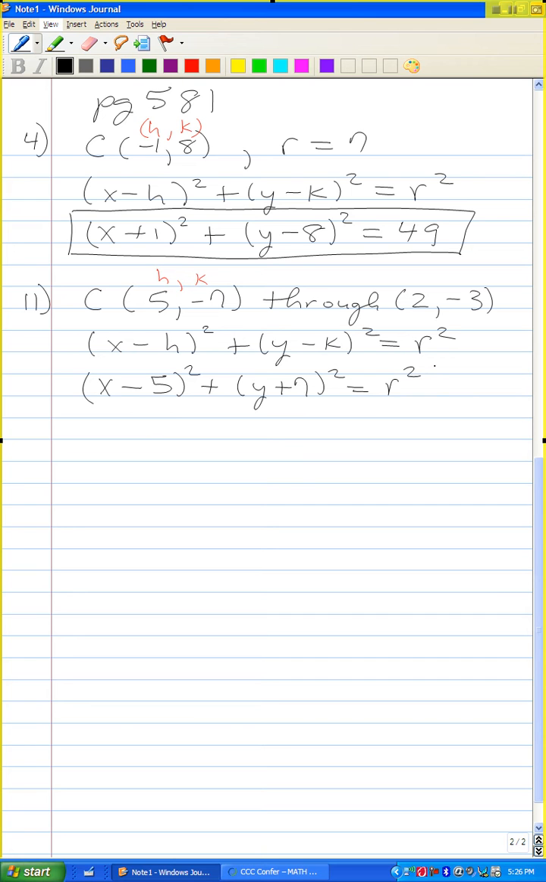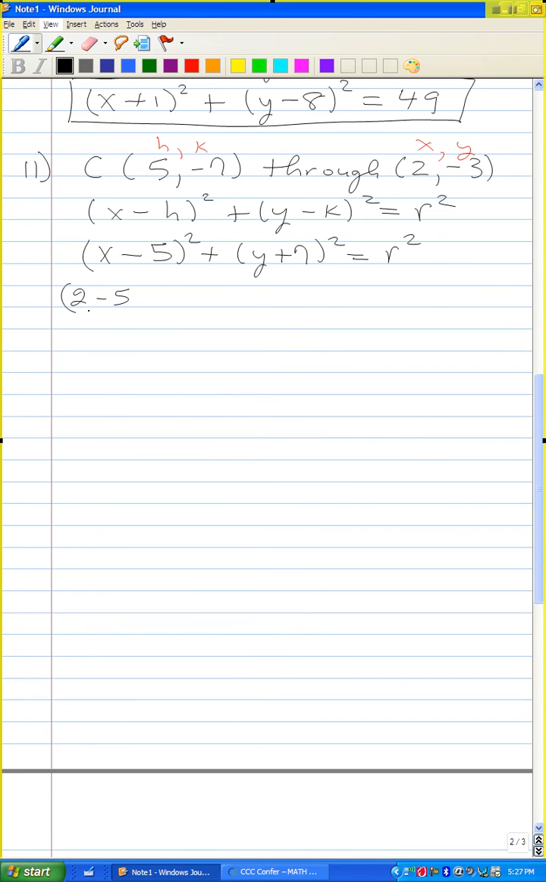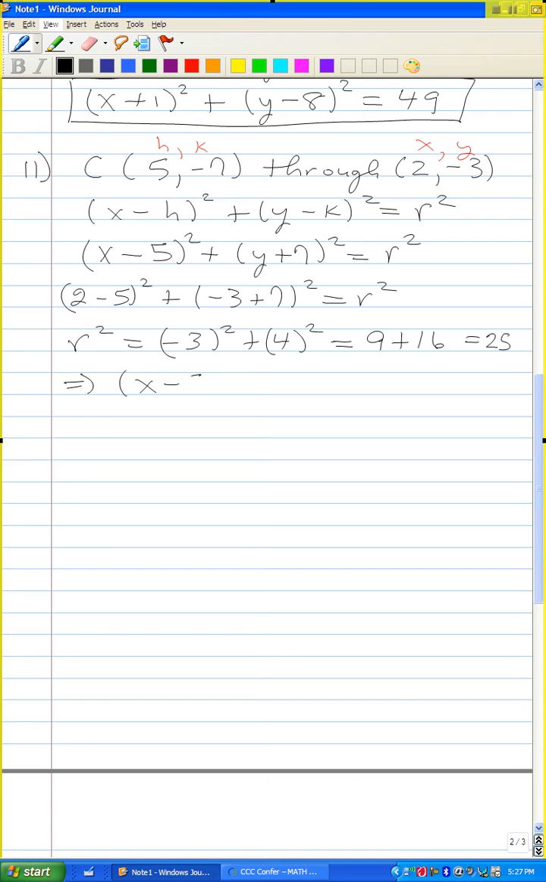Now let's just plug in for x and y. Well, we have a point. It goes through the point (2, negative 3). And so I have here 2 minus 5 squared plus negative 3 plus 7 squared equals r squared. And so r squared is equal to 2 minus 5, negative 3 squared, plus negative 3 plus 7, 4 squared. And so 9 plus 16 is 25. Therefore, I have that x minus h squared plus y minus k squared is r squared. And that is your answer.